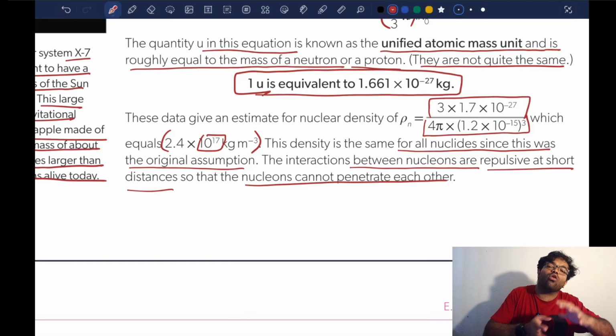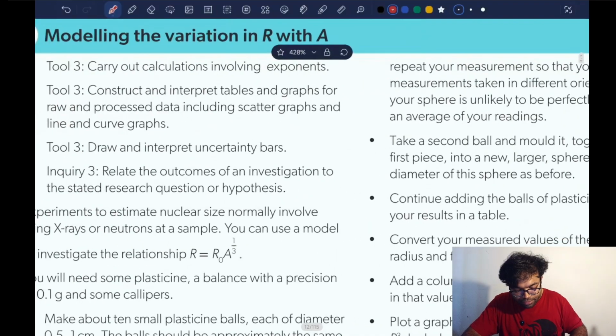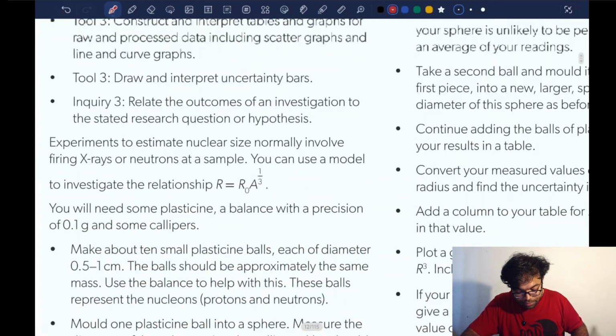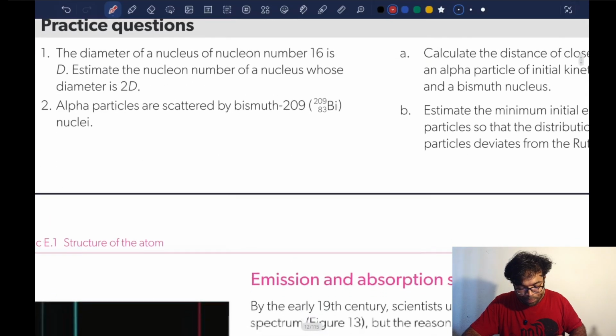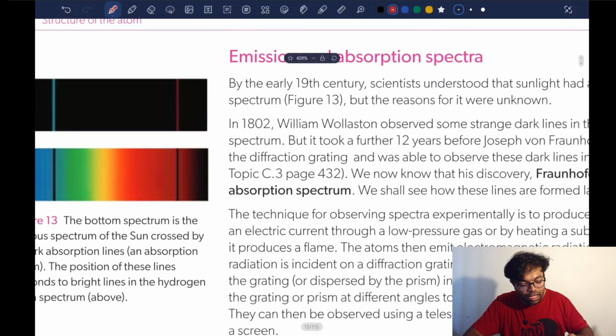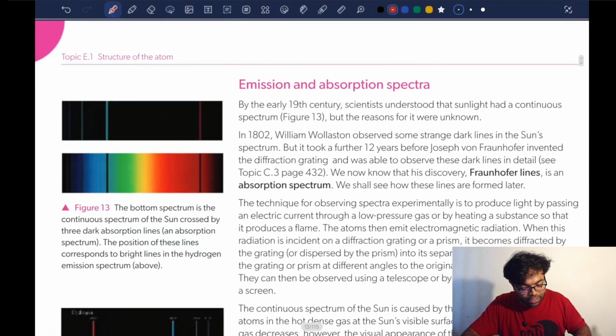Okay, because one cannot overlap the other. Now, next, we can actually skip this. Okay, we can skip this and we'll go to my favorite section, the emission and absorption spectrum.